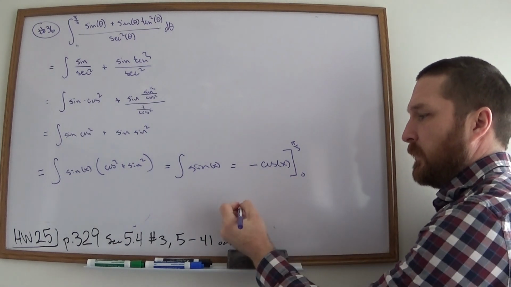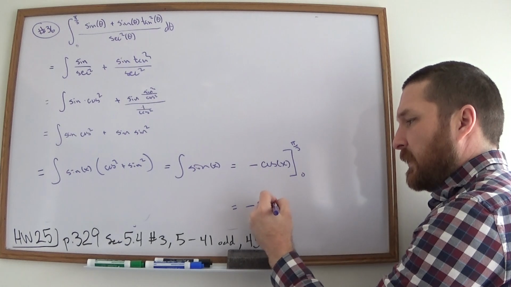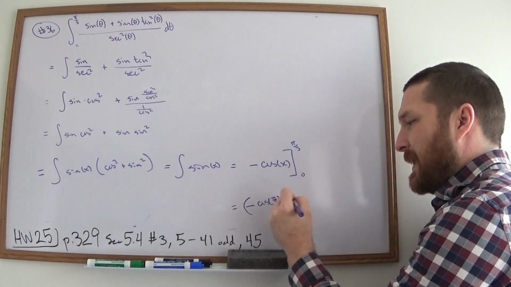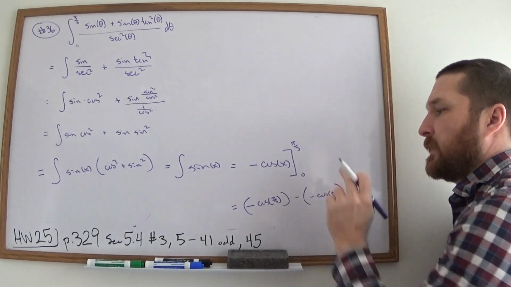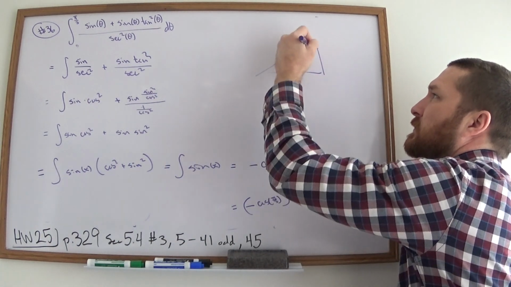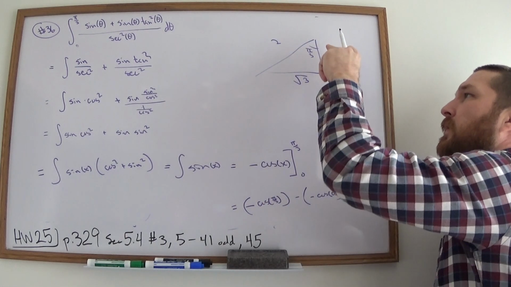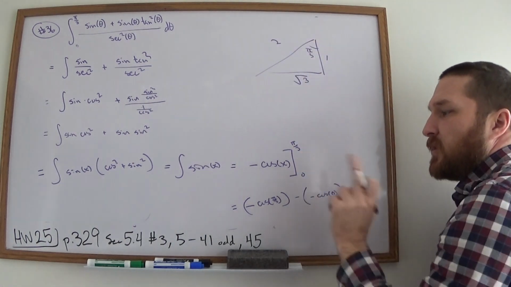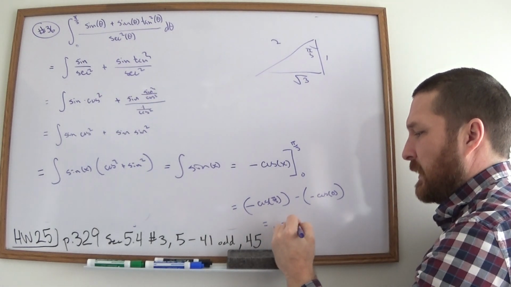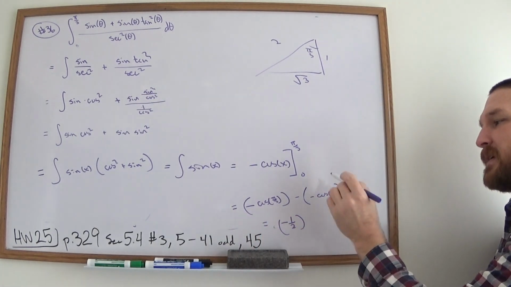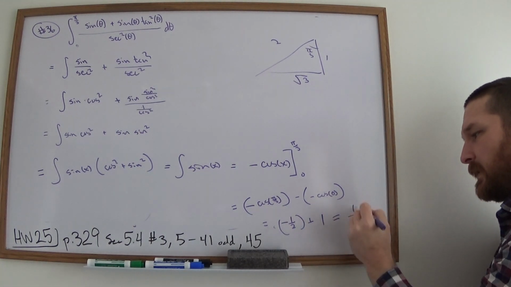So now, okay, I'm going to evaluate that. That's negative cosine pi over 3 minus negative cosine 0. Now, cosine pi over 3. Let's just see. This one is pi over 3. This is 1 over 2. Yeah. So let's see. Right, so 1/2. Negative... So 1/2 plus 1. Negative 1/2 minus negative cosine 0 is 1, and so that's the same as plus 1, so this is 1/2.